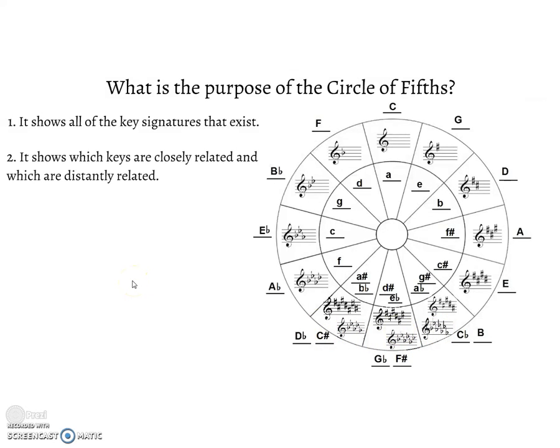The other thing is it shows which keys are closely related and which keys are distantly related. And by that I mean D major has a lot in common with A major. D major has two sharps, A major has three sharps. They're next to each other on the circle, and that shows that they're closely related. D major compared to D flat major, they don't have a lot in common. This uses two sharps. This one uses five flats.